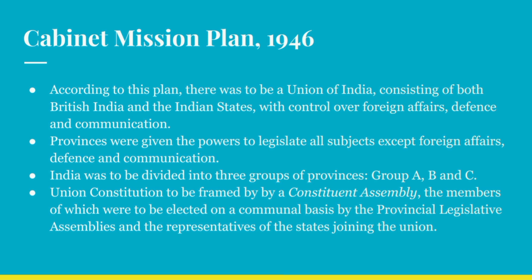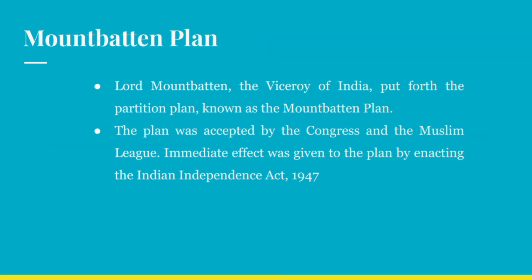By this plan, the Union Constitution was to be framed by a Constituent Assembly, the members of which were to be elected on a communal basis by the provincial legislative assemblies and the representatives of the states joining the Union. Next, the Mountbatten Plan. Lord Mountbatten, the Viceroy of India, put forth the partition plan known as the Mountbatten Plan. It was a partition plan for dividing India and Pakistan. The plan was accepted by the Congress and the Muslim League. Immediate effect was given to the plan by enacting the Indian Independence Act 1947.